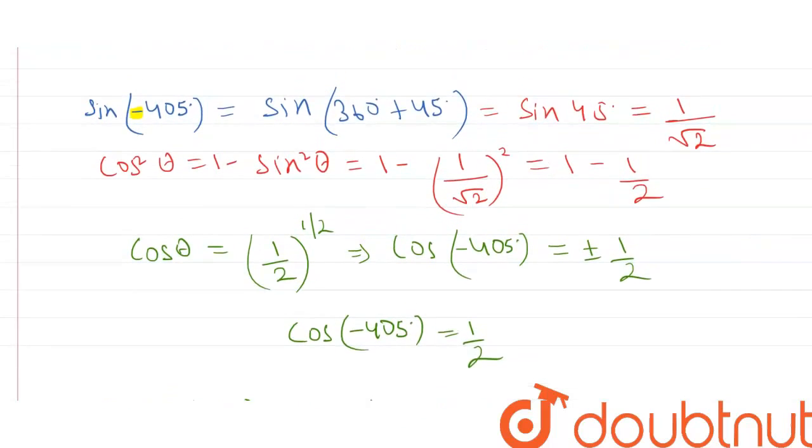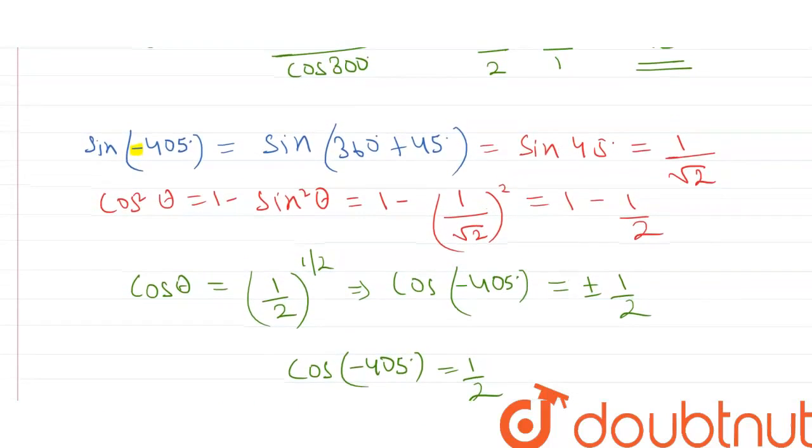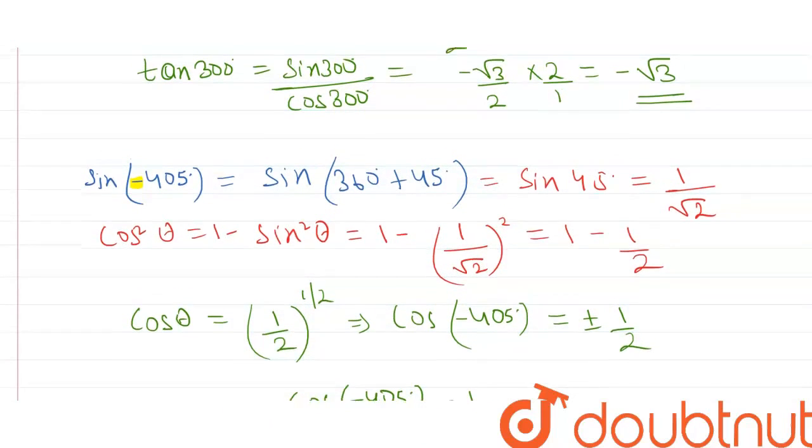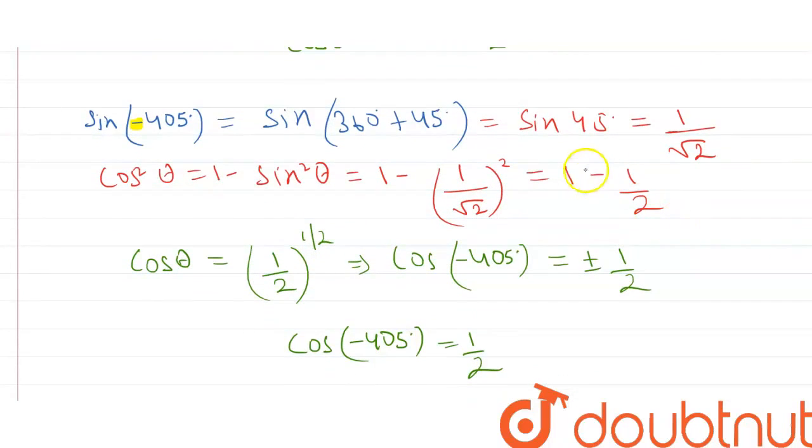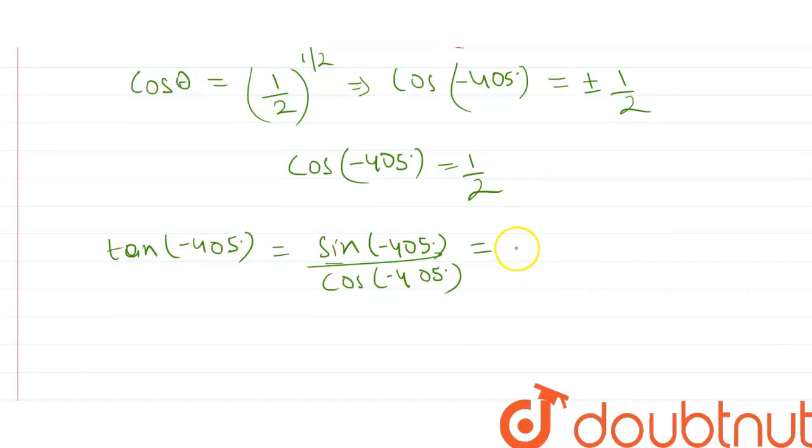Sorry, I think there is some mistake. The value of sine in the fourth quadrant is negative, so let me be clear, it is minus 1 upon root 2. Sorry for the mistake. So minus 1 upon root 2 into 2 upon 1, the final answer comes as minus 2 upon root 2.